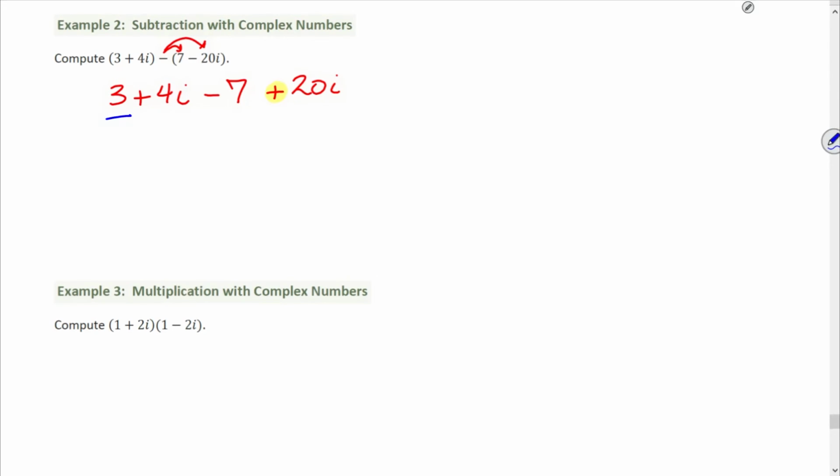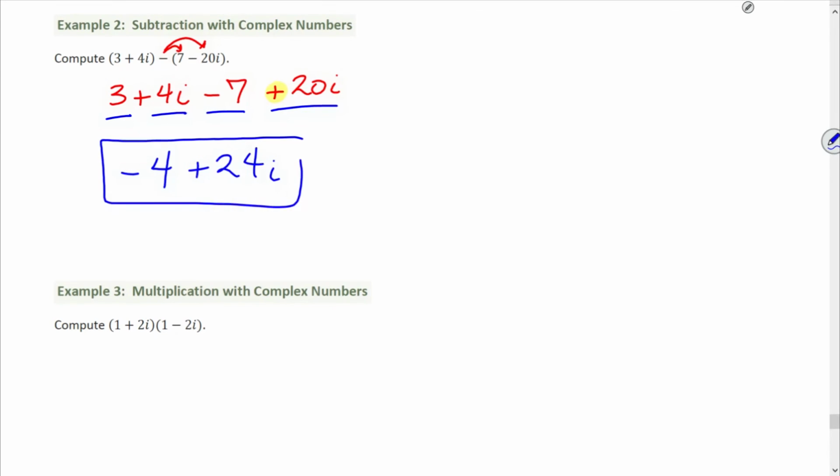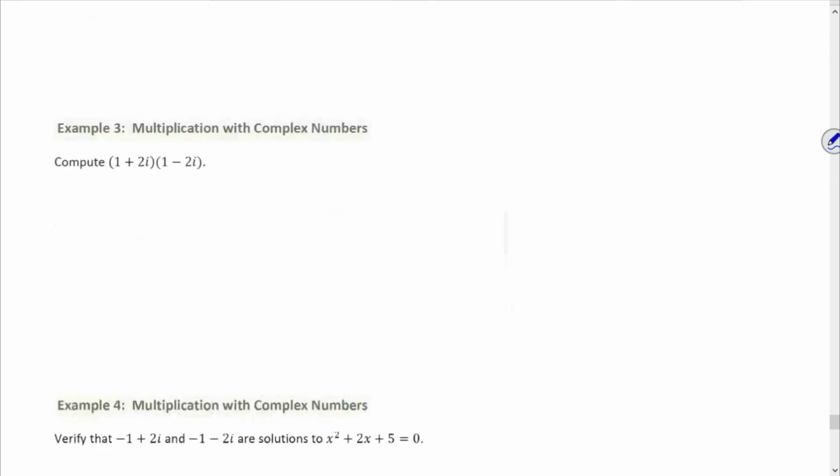So I add together my real part. 3 minus 7 is negative 4. And I add together my imaginary part. So 4i plus 20i is 24i's. And there you go. Real part, imaginary part. It's a complex number. Now, how do you multiply complex numbers?